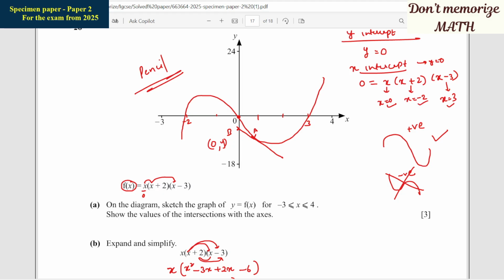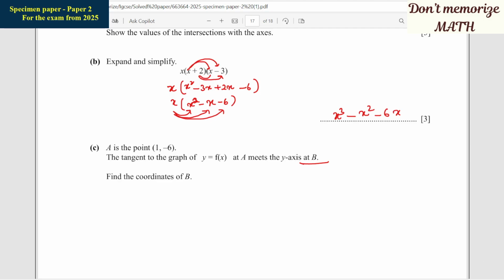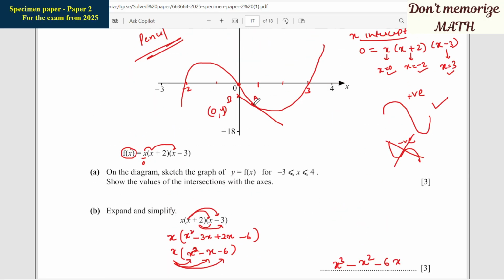Let's find it. So first of all, we will find the gradient. First find out f dash of x. Find the derivative of this. So you will get x cube becomes 3x square, then minus x square will become 2x, minus 6. Okay, then we already have a point, this point.